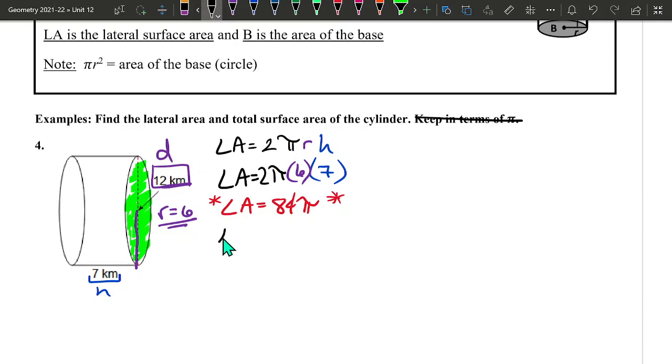I'm going to write my answer for lateral area. If that's all you need, then just go ahead and give me the decimal, 263.8938. So I'm going to round that to 263.9. And these are kilometers squared. So that is a huge, huge cylinder. It's 7 kilometers high. That's really big.